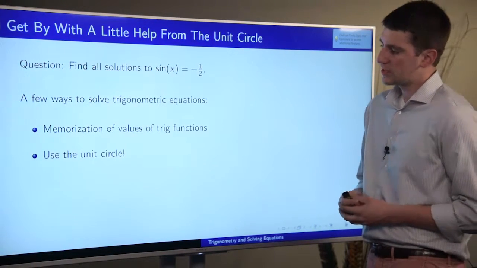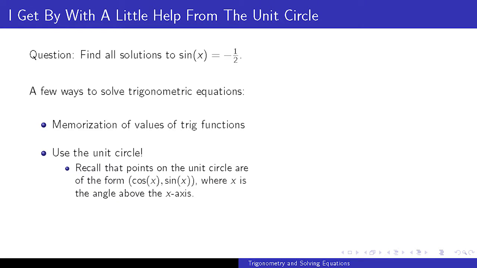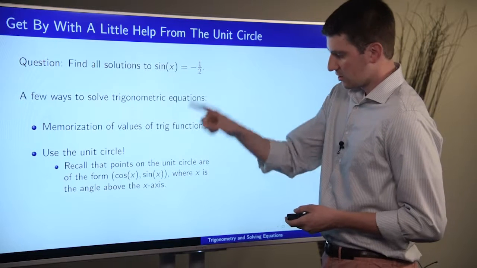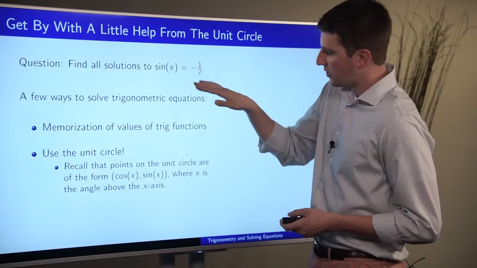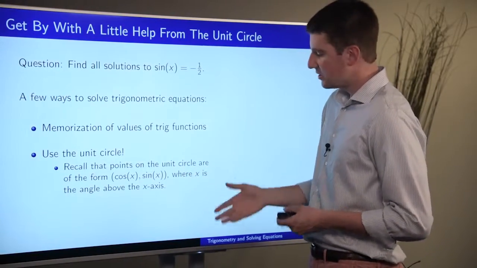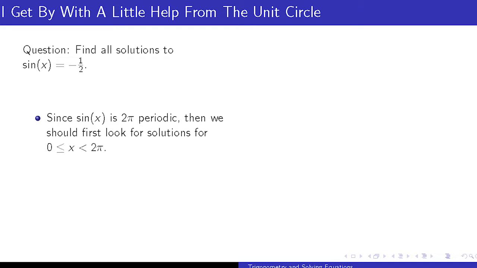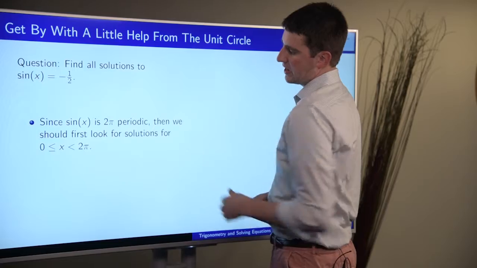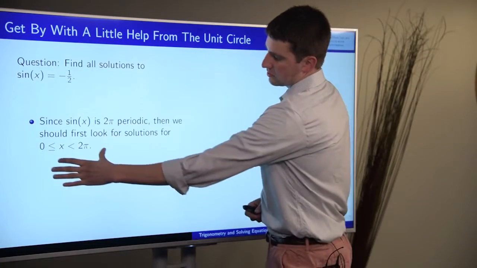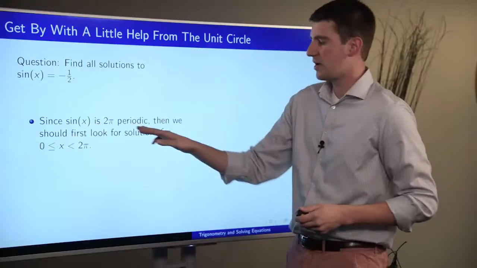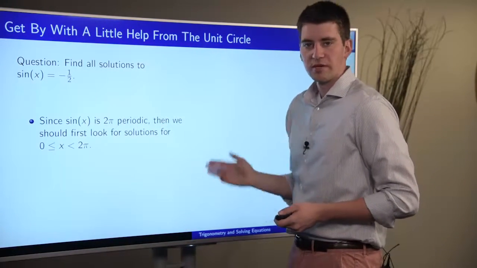So, what we're going to try to do is instead use the unit circle. And the reason why this is useful is because all the points on the unit circle are of the form cosine of x, comma, sine of x, where x is the angle above the x-axis. So if we can look at the unit circle and try to figure out what y-coordinate or x-coordinate we need, we can figure out what the angle is from that. So for this example, we need to find all solutions. We said that there was infinitely many, so what we can do is that since sine is 2 pi periodic, we only have to look at 0 to 2 pi. So what I mean by 2 pi periodic is that every 2 pi we just repeat the same process.